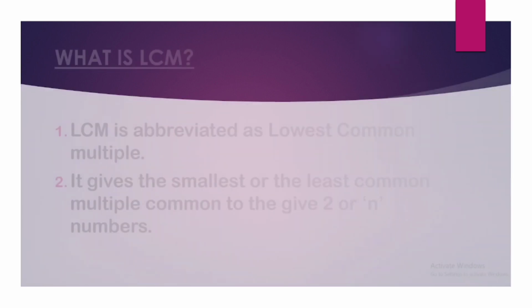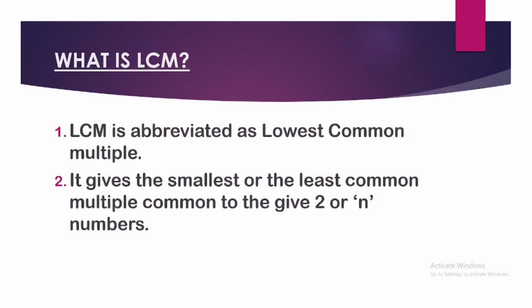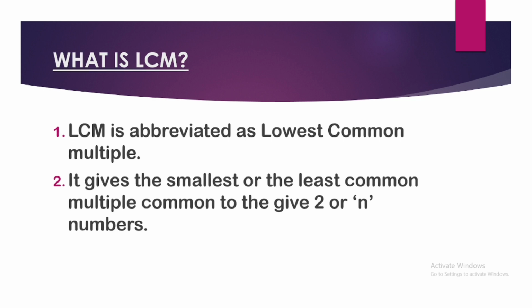So here we have the slide. What is LCM? LCM, as you know, is abbreviated from lowest common multiple. It gives the smallest or least number that is a multiple common to the given two or n numbers. You have to think intuitively. If you give two numbers, then it will give the first common multiple of the two numbers or the n numbers. Then what do we mean by the first common multiple?